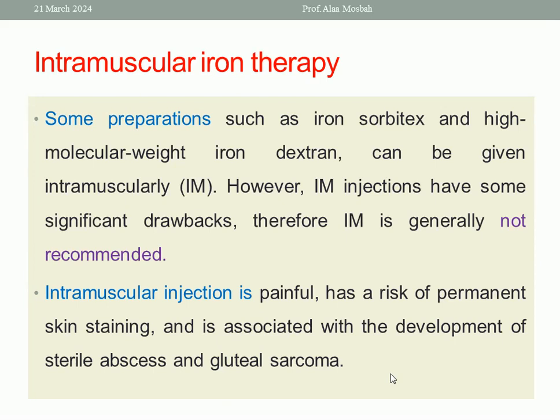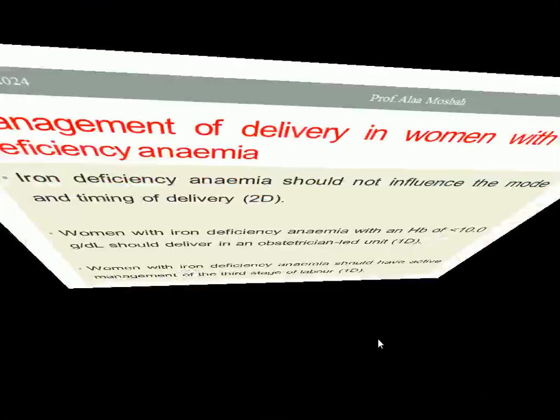So, if I have another route which is safer, why am I not using it? So either use oral iron or intravenous iron therapy, each one according to its indication. But please don't give your patient intramuscular iron injection because of many side effects. Okay, clear enough?